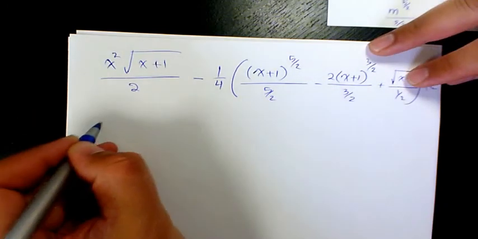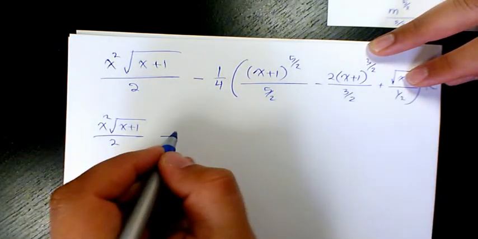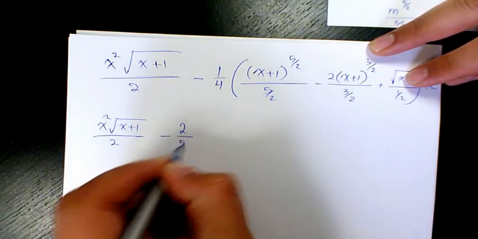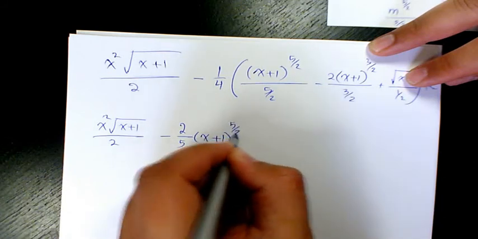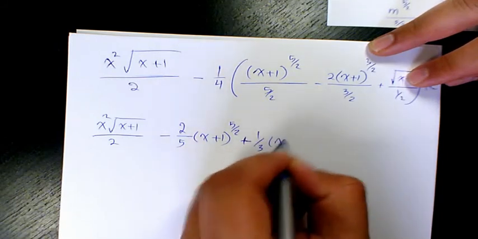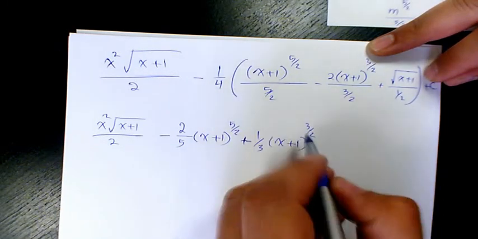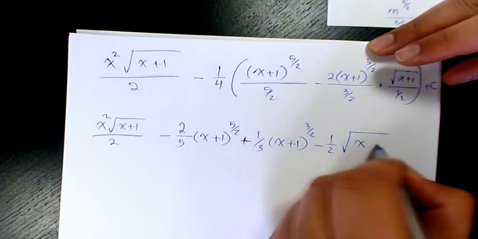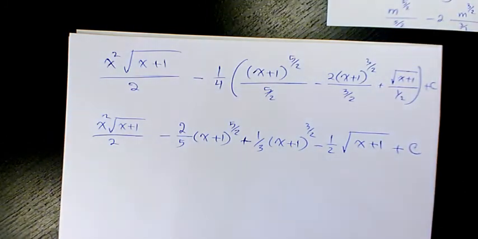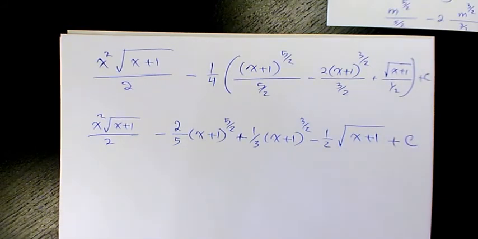So that's going to be x squared root x plus 1 over 2, minus 2 over 5 x plus 1 to the power of 5 over 2, plus 1 over 3 x plus 1 to the power of 3 over 2, minus 1 over 2 root x plus 1, plus a constant number. So that's going to be the final answer for this question. So these are the examples for integration by parts.